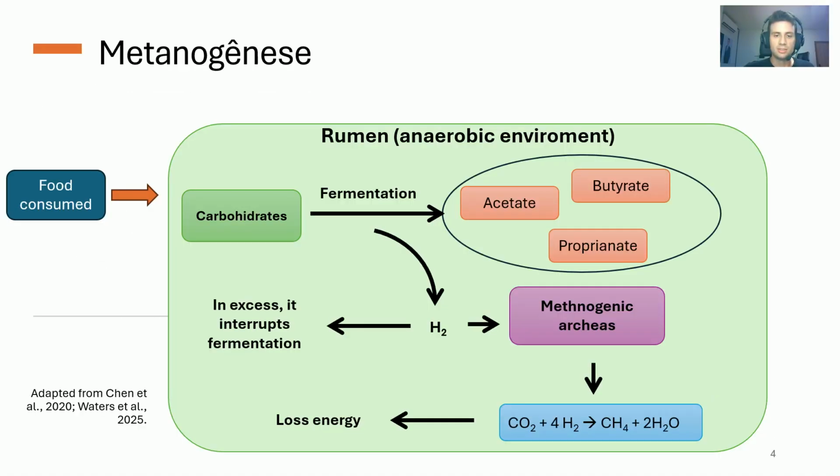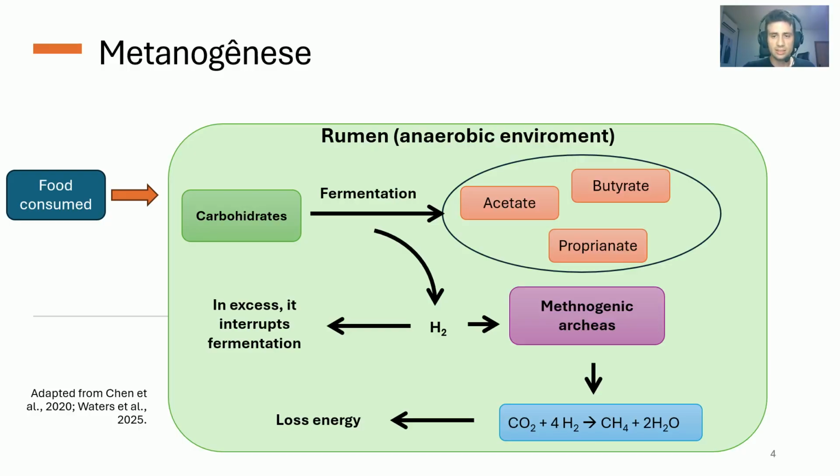Methane is formed through anaerobic fermentation carried out by methanogenic archaea. When the feed is ingested by cattle, it's degraded to produce volatile fatty acids, mainly acetate, butyrate, and propionate. During this process, hydrogen gas, or H2, is produced and then used by methanogenic archaea together with CO2, or carbon dioxide, to synthesize methane.